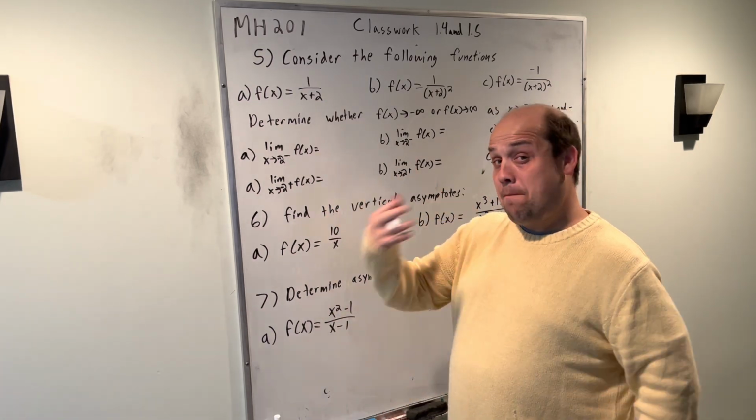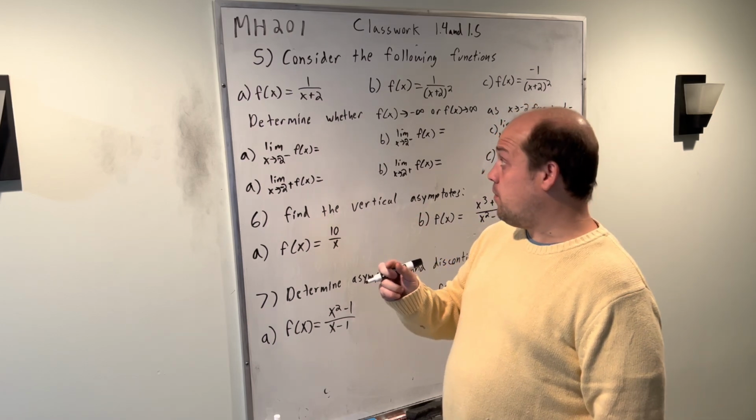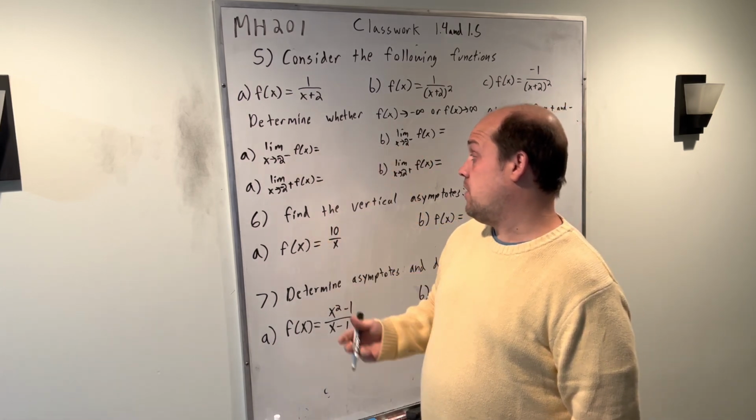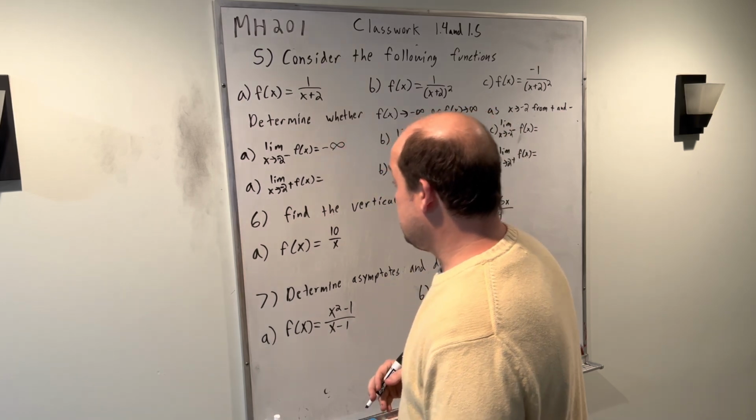You would see that these get bigger and bigger the closer I get to negative 2 from the left, but always they get more and more negative. For that reason, this approaches negative infinity from the left-hand side.